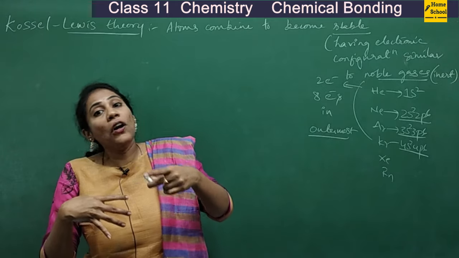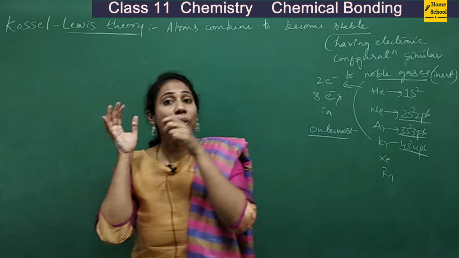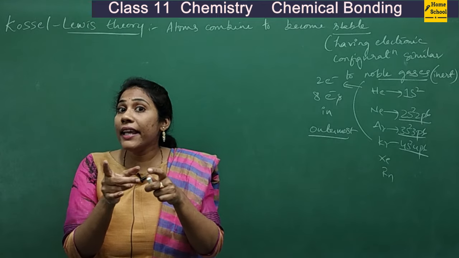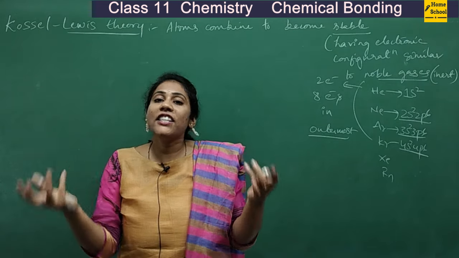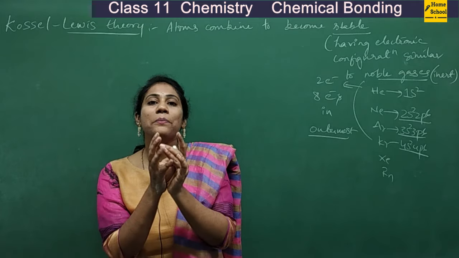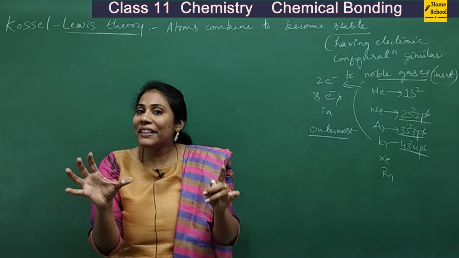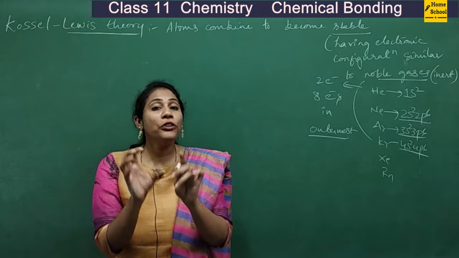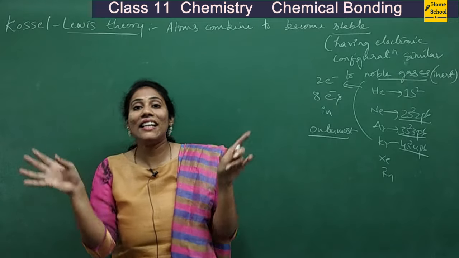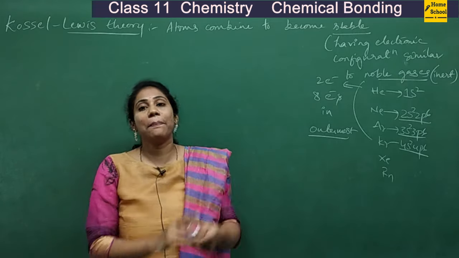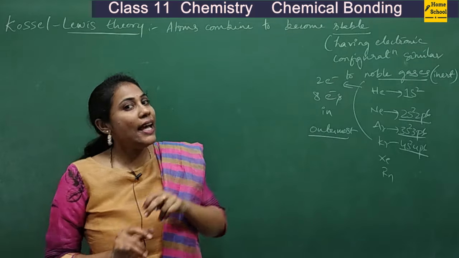So depending on the availability of electrons in the last shell, they either lose electrons to have 8 electrons in the last shell, or they gain electrons to get 8 electrons in the last shell, or sometimes they share their electrons with other atoms to have that 8 electron configuration in their last shell. So this is why atoms combine with each other to form a molecule, so that every atom can have 8 electrons in the last shell. It is to achieve stability. So here, having stability means having 8 electrons in their last shell.